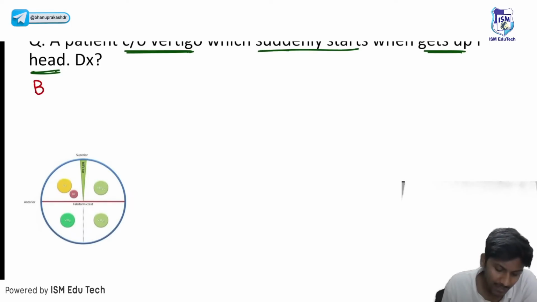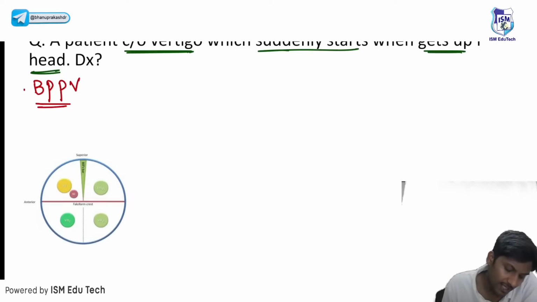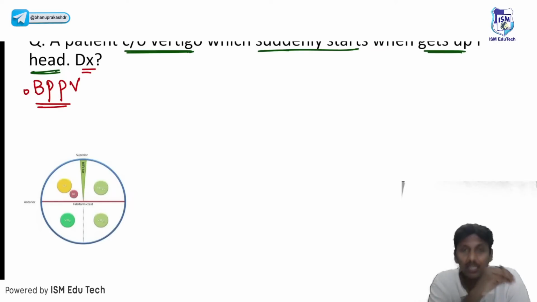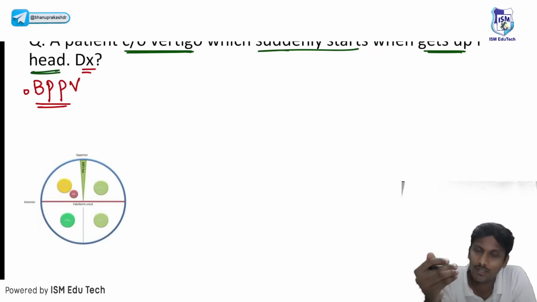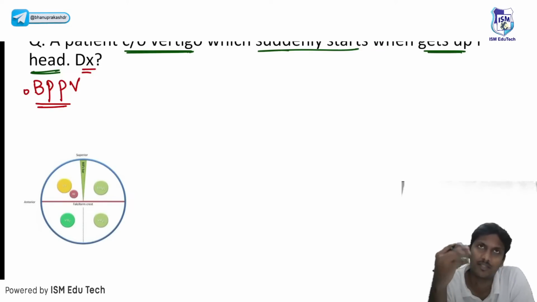So it is a case of benign paroxysmal vertigo, and whenever the patient changes his position, he experiences vertigo, so it is called positional vertigo. The diagnosis of this case is BPPV. What do I mean by BPPV? Benign paroxysmal positional vertigo. Benign because it is not life threatening, it is not severe. Paroxysmal because it is sudden in onset. Positional because the patient experiences vertigo only when he turns his head or changes his position.